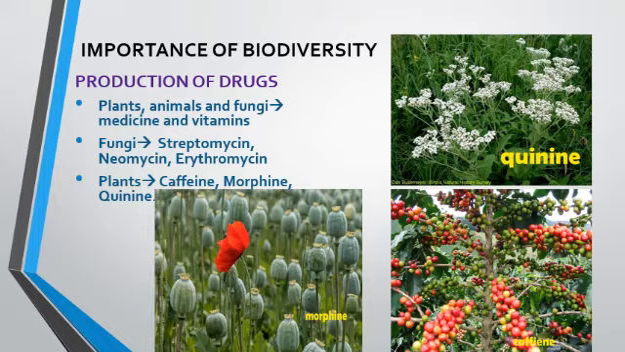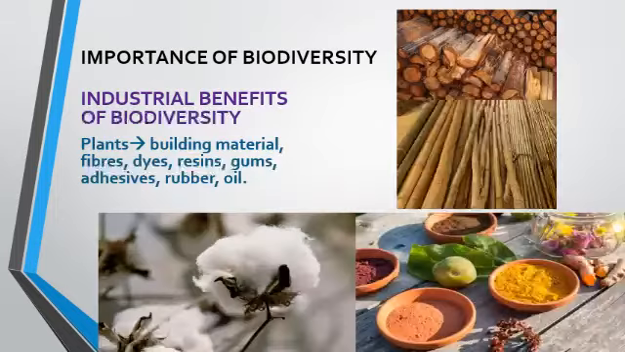Like caffeine is a drug which is extracted from coffee plant and it is used for mental alertness. Morphine is a painkiller and is extracted from poppy plant. Quinine is malarial drug about which you have studied previously is extracted from cinchona plant. Biodiversity also provides industrial benefits.